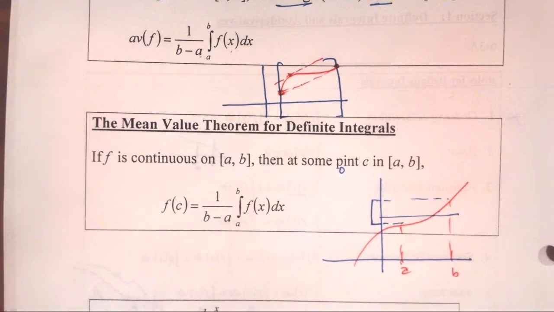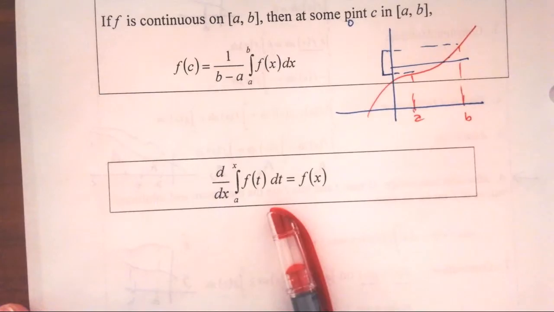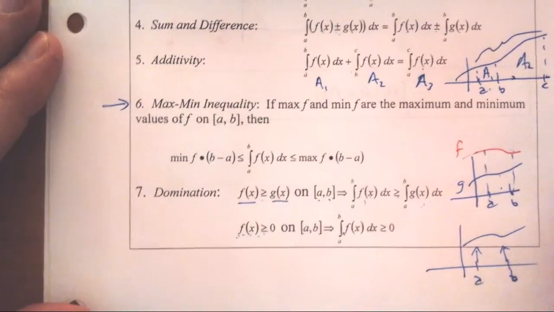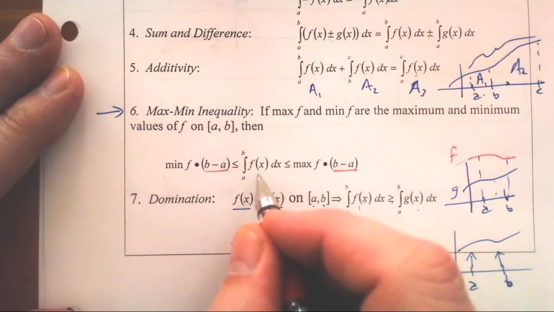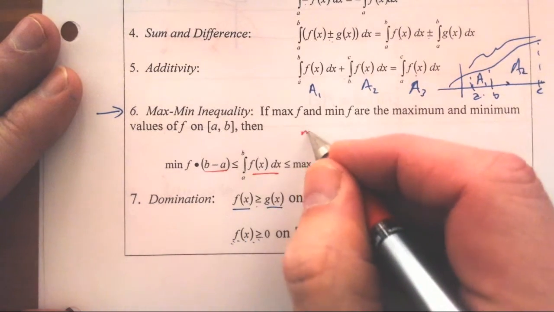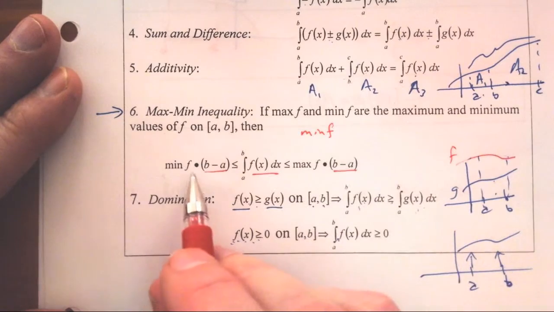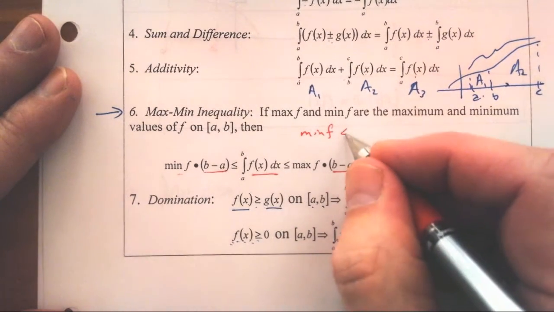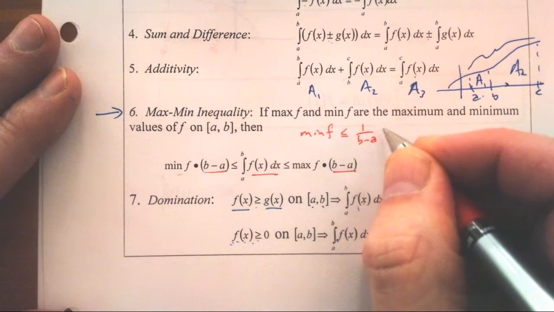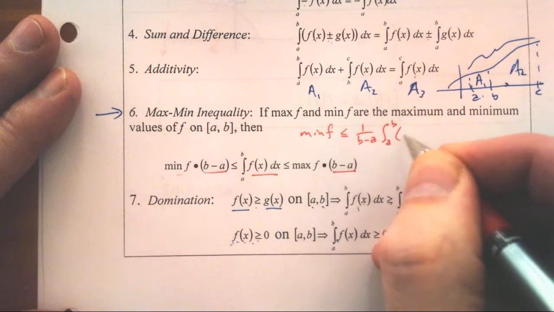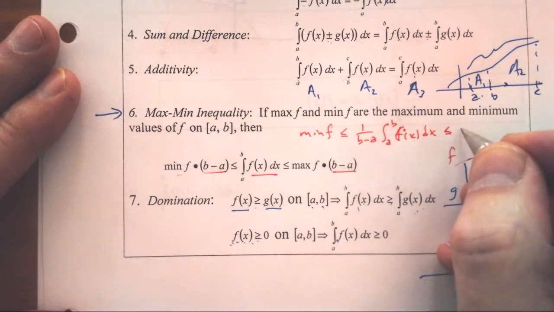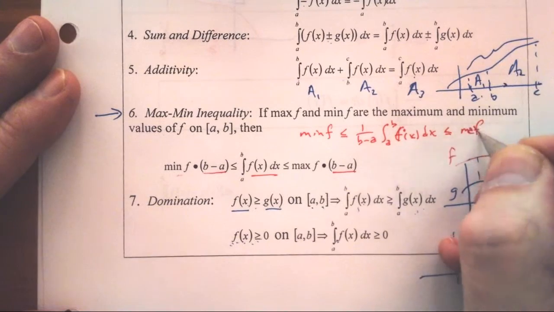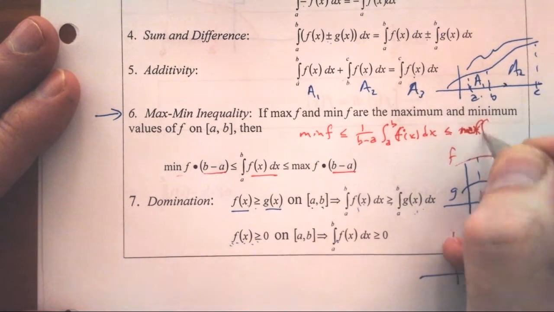That's all it says. So it's very, very similar to what we were doing before. Now, this is one we're actually going to talk about when we get to 6.4. But now I want to go back to this one. Take a look at number 6. If I were to divide this and this and this by b minus a, I would have min f is less than or equal to 1 over b minus a times the integral from a to b of f of x dx is less than or equal to max f.